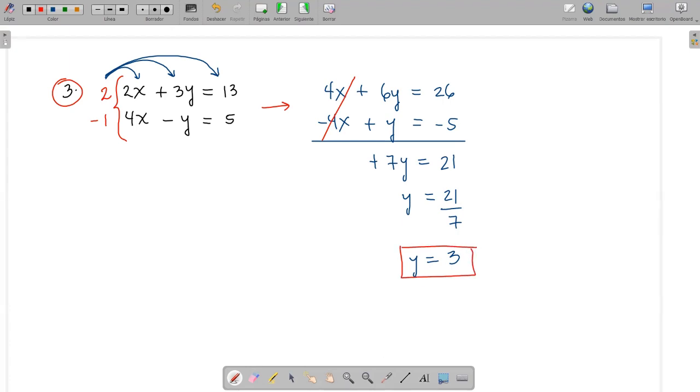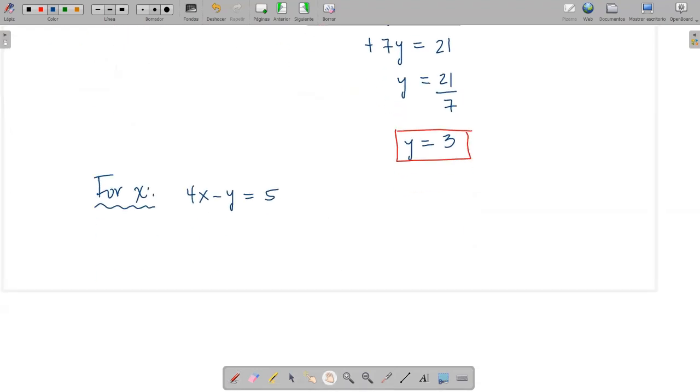Now, as we found the y value, let's find the x value. For x, we are going to replace the y value in either of the two equations. So I'm going to choose the second. 4x minus y equals 5. Okay, 4x. What is the y value? 3. I'm going to replace it here. 4x minus 3 equals 5.